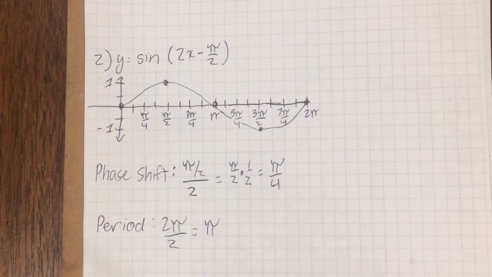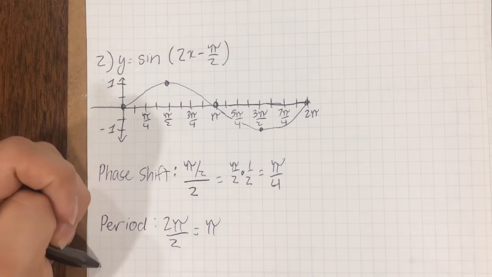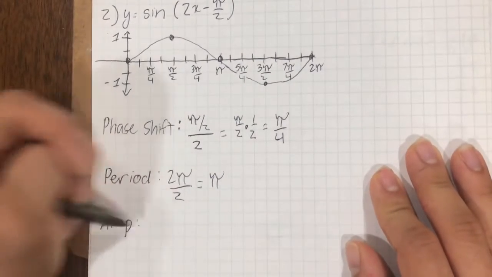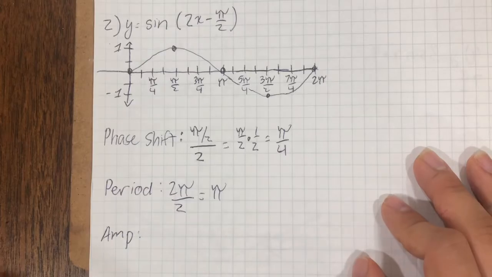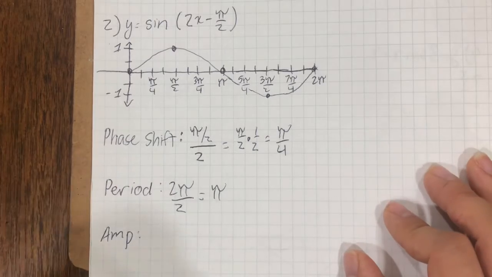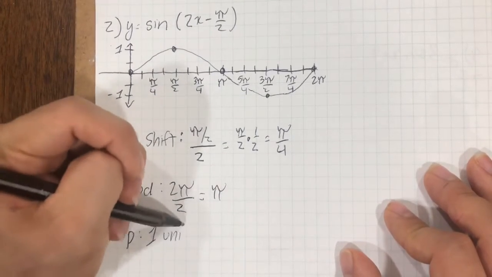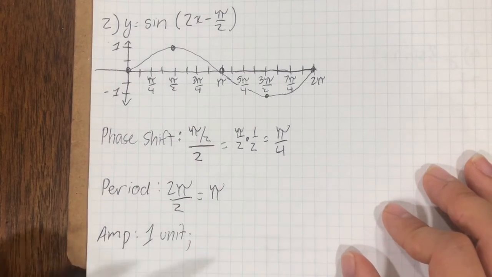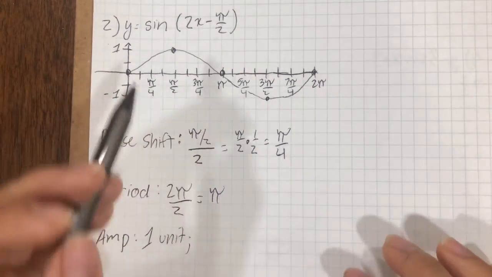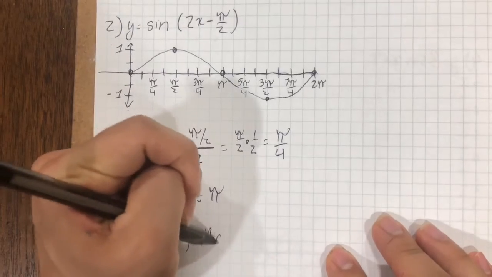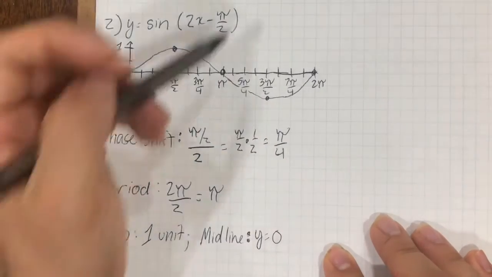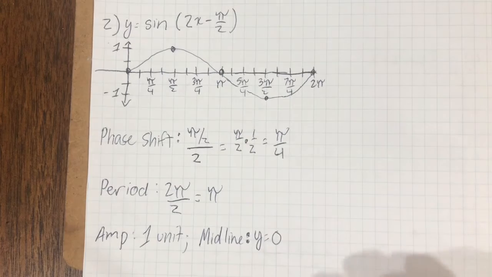All right, so now I need to figure out the amplitude. Let me move this up. I'm going to write it as amp. So for amplitude, it's going to be the coefficient in front of the whole trig function, which there's no number, so my coefficient is 1. So I have 1 unit. So that means that the midline is like the previous one for the first problem. So I have the midline, which is going to be y equals 0 since there is no number being added or subtracted to this whole trig function.